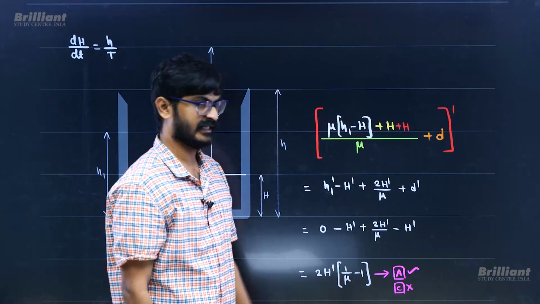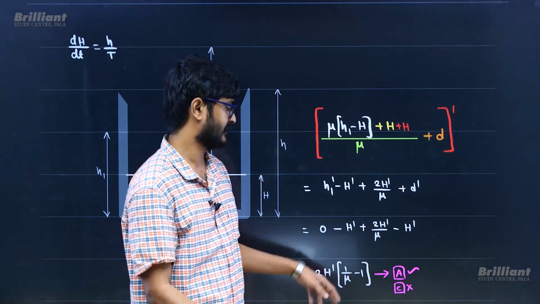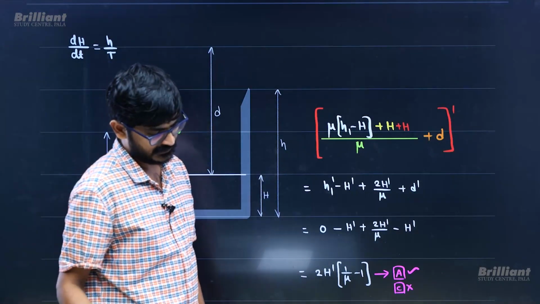Anyway, we will be getting negative here. Obviously, they are talking about magnitude. We are going to get negative here, the meaning is it is going to decrease. So if option A is correct, then option C will be wrong.